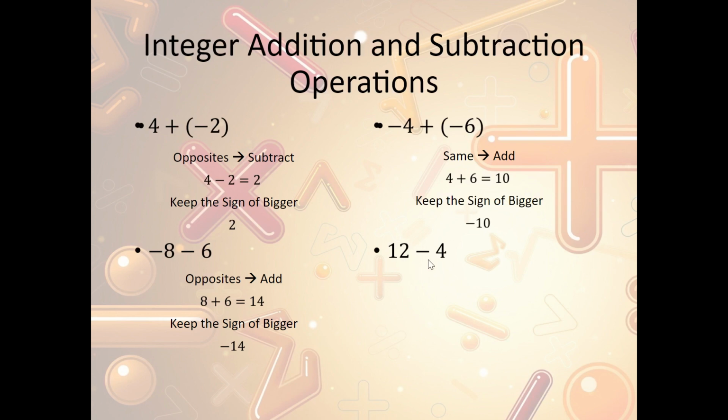Now 12 minus 4. Same sign, right? Because they're both positive. So we subtract. So 12 minus 4 is 8. Keep the sign of the bigger number. So 12 is the bigger number, which is positive, so it's positive 8.